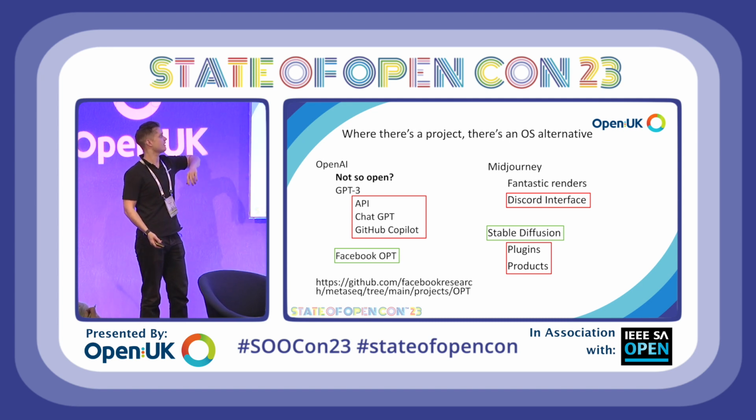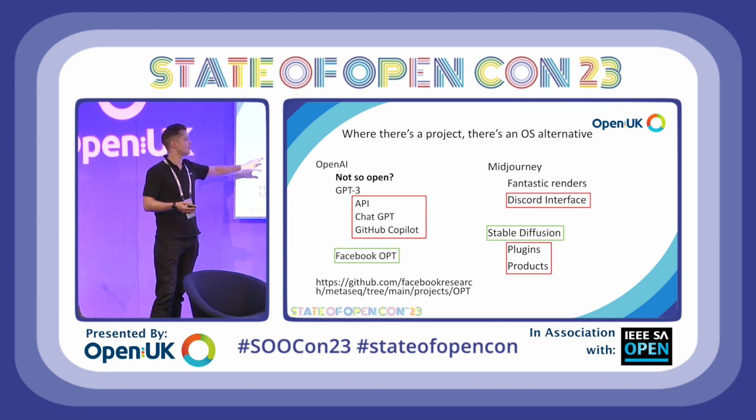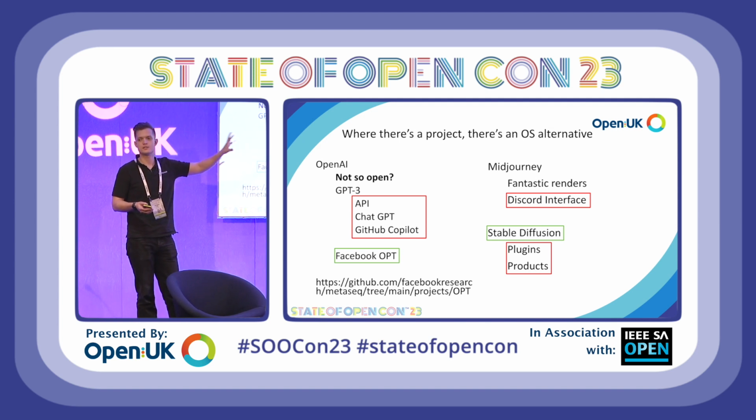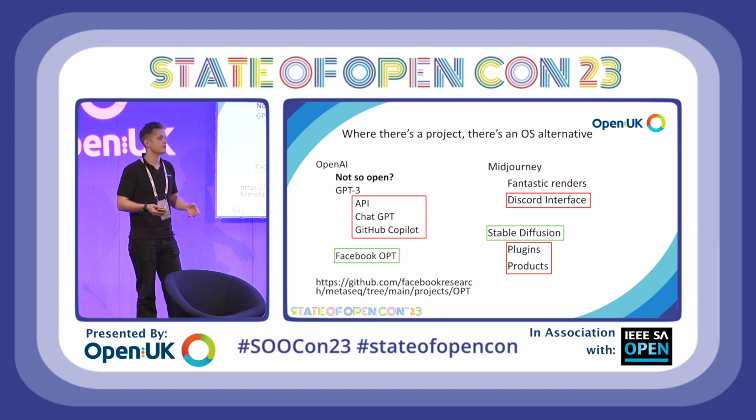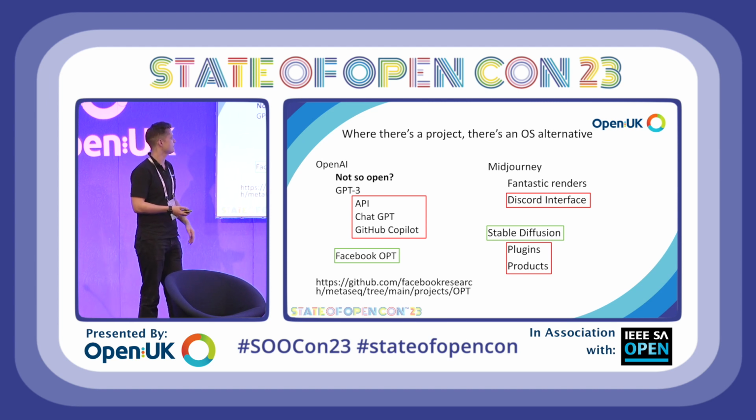So I put the tagline, where there's a project, there's an OS alternative. It's interesting in these two examples because where we have paid for projects, we have open source, but also there's examples like Stable Diffusion, where actually Stable Diffusion, which I'll show you more about, was ahead of the game in the open source, and people have been making and developing products from that technology and profiting off the back of it, which is interesting.